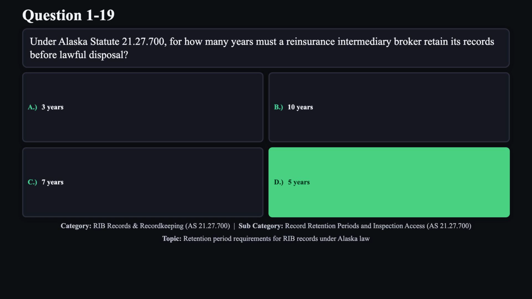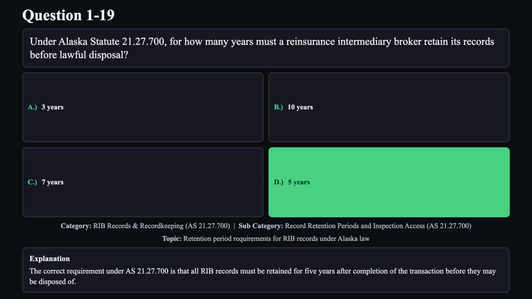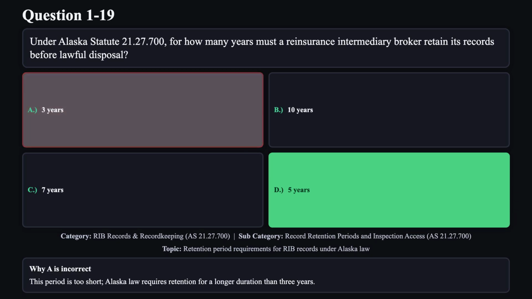The correct answer is D. The correct requirement under AS 21.27.700 is that all RIB records must be retained for 5 years after completion of the transaction before they may be disposed of. Reason A is not correct. This period is too short. Alaska law requires retention for a longer duration than 3 years.